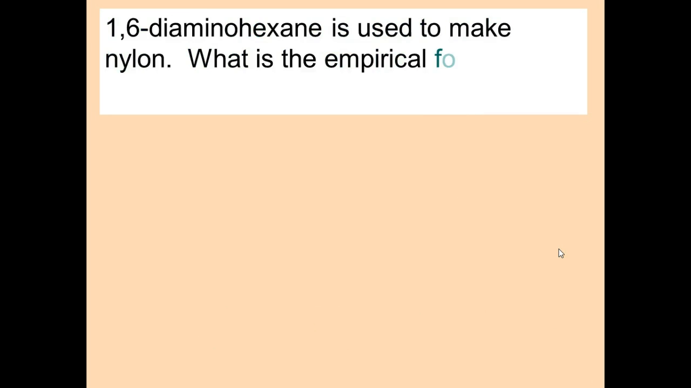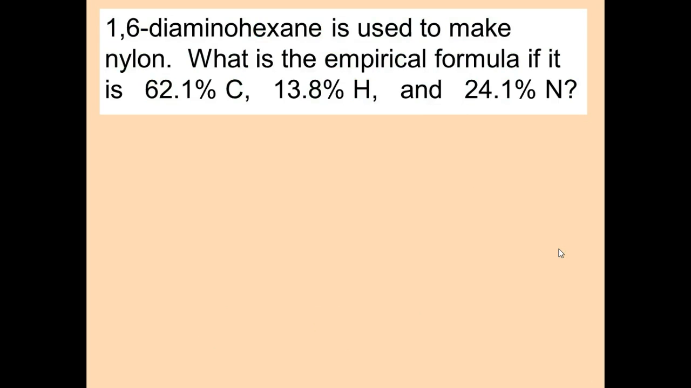So here we have another problem. 1,6-diaminohexane is used to make nylon. What is the empirical formula if it is 62.1% carbon, 13.8% hydrogen, and 24.1% nitrogen? So remember the first step, percent to mass. Obviously, we're looking for the empirical formula.